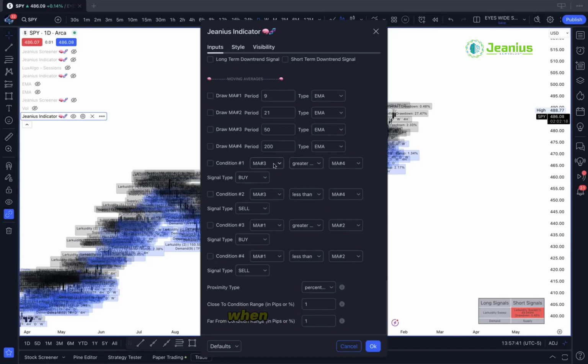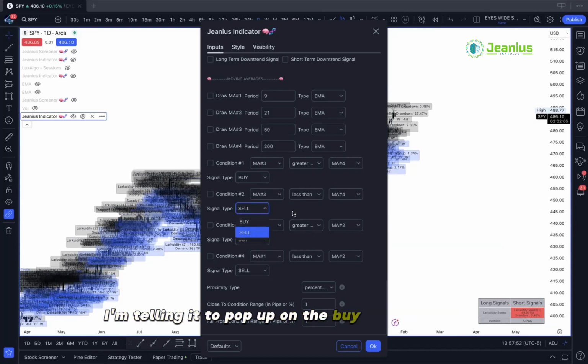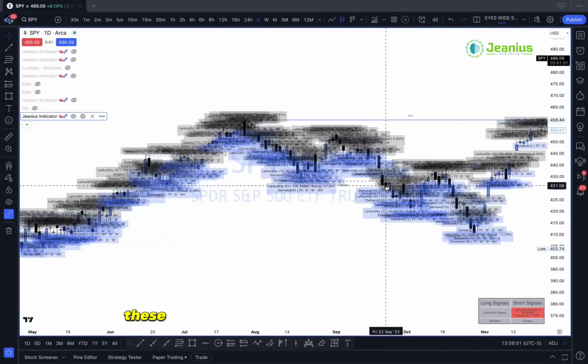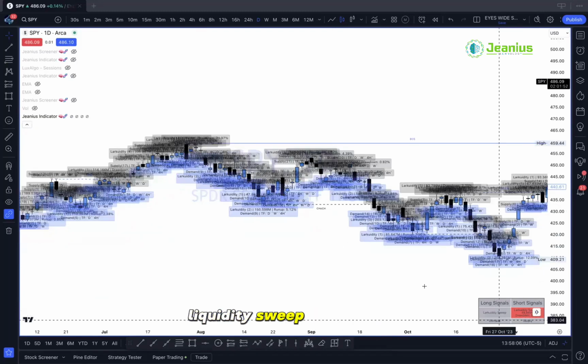So if you notice, when I said that my rule is if the 50 is above the 200, then that's a buy signal, and if the 50 is below the 200, that's a sell signal. That's going to pop up on the buy side or sell side. So for now, I just want to show you what this looks like. These are the two signals that I'm combining. You see them down here, liquidity sweep and demand.